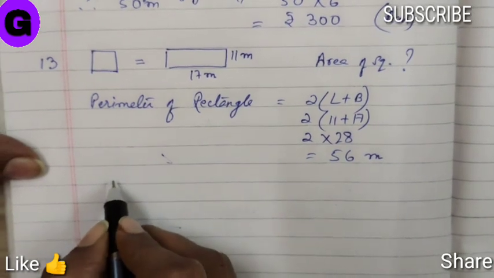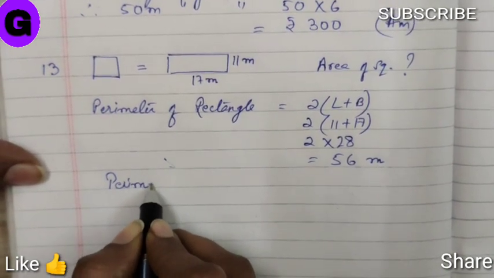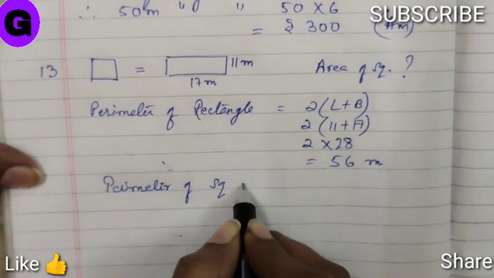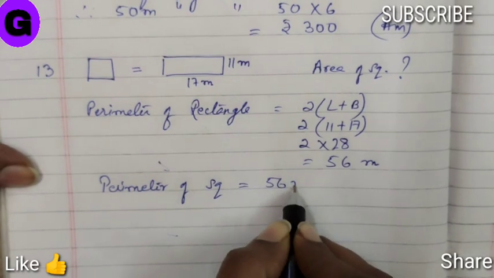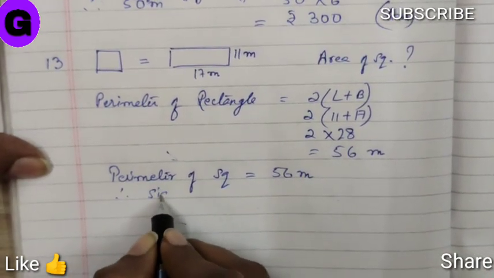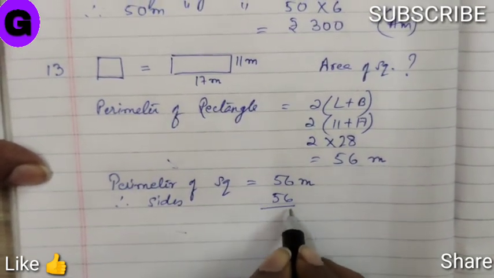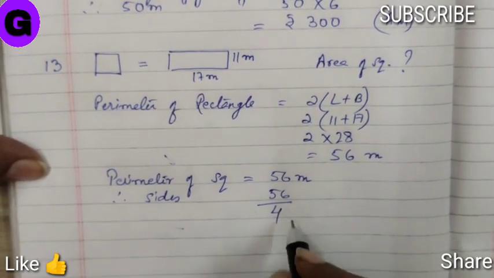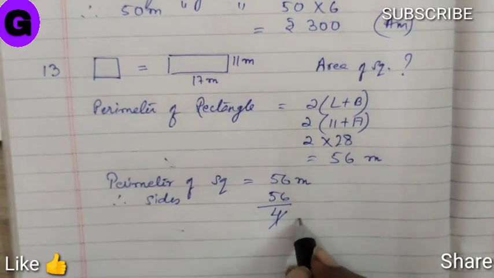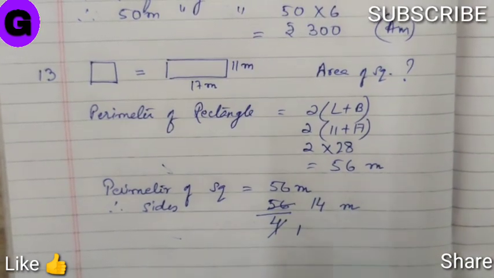So now perimeter of the square is also 56 meter. So we can easily find its sides. That is 56 divided by 4. That comes down to 14 meter.